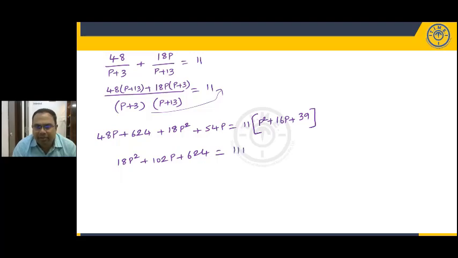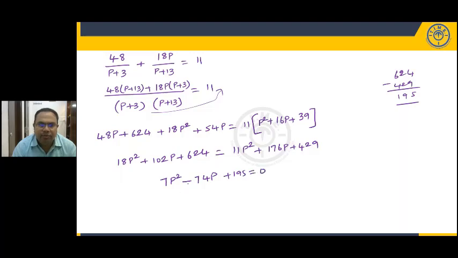Now 11P square, 16P plus 176P. Okay, 39 into 11, 429. So bring this side: 18P square minus 11P square, 7P square. 102 minus 176, it is minus 74P. 624 minus 429, so how much? 195 is equal to 0.